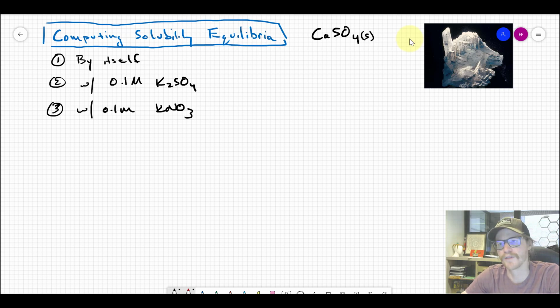One, calcium sulfate dissolving by itself, which is what you're familiar with. Two, the common ion effect. So if we just toss in some extra sulfate in the form of potassium sulfate, how does that impact it? And then we're not going to do this one quite yet, but we're going to do it in a future video. What happens if you have just salt in the solution where there are no common ions? So you've got potassium and nitrate, but those differ from calcium and sulfate. How does that impact the solubility?